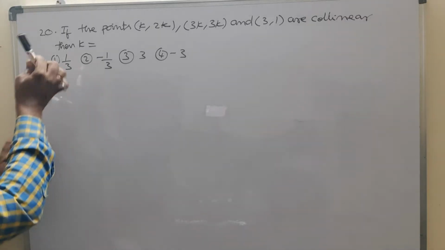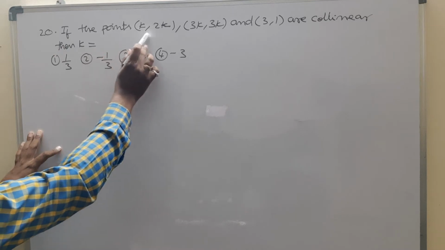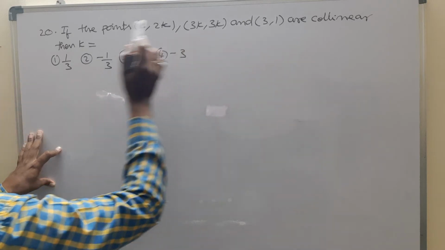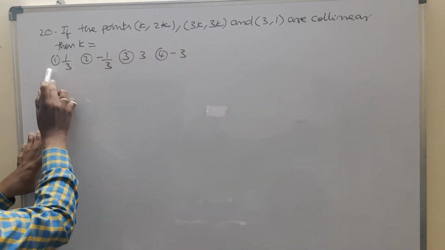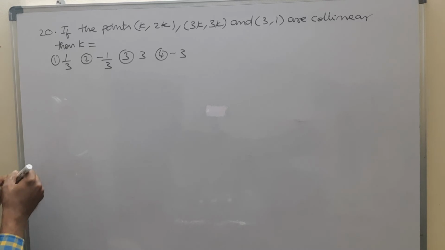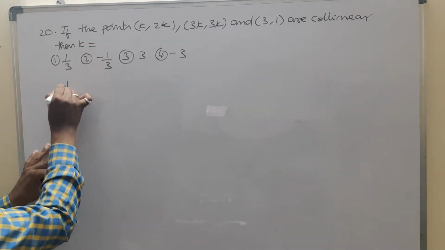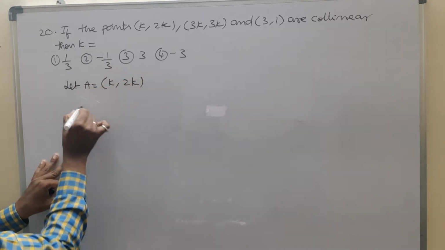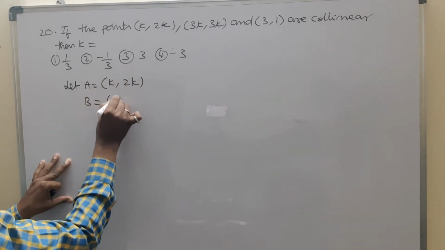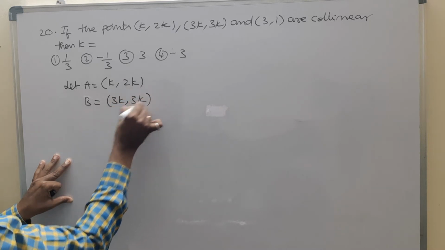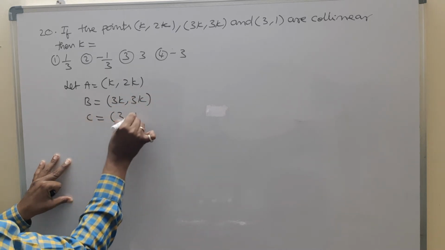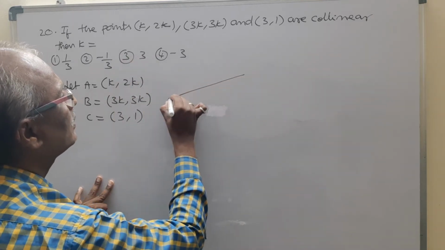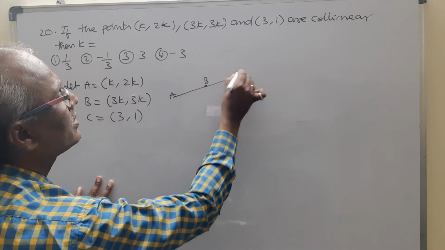Question number 20. If the points (k, 2k), (3k, 3k) and (3, 1) are collinear, then k equal to? Here the four options are given. Let the first point A equal to (k, 2k), B equal to (3k, 3k) and C equal to (3, 1). Here the 3 points are collinear. That means A, B, C lie on the same line.